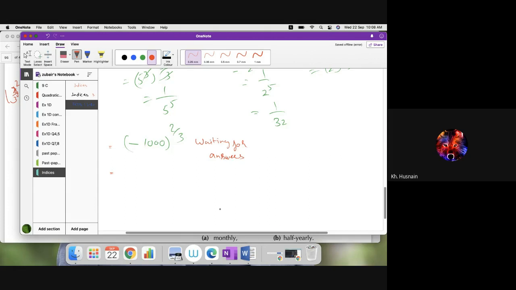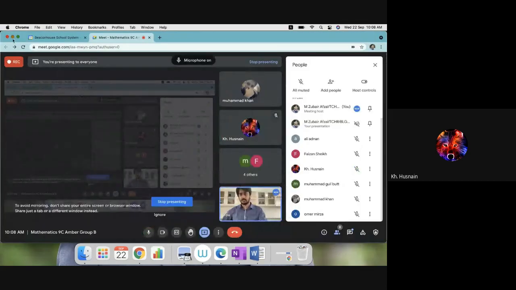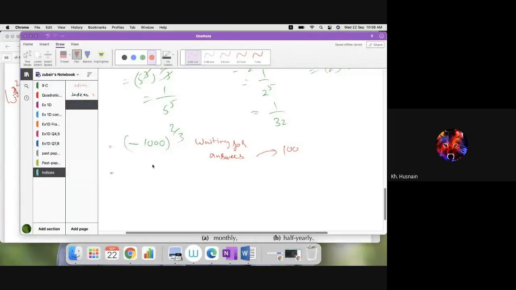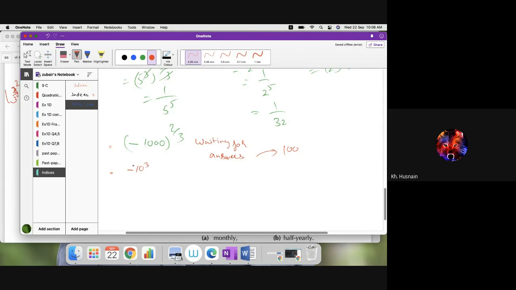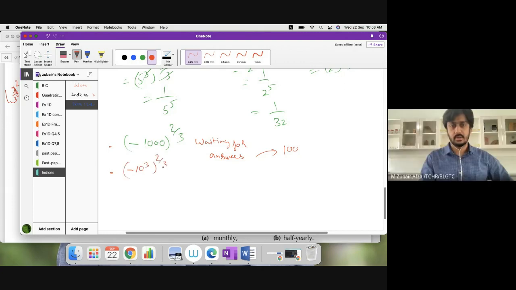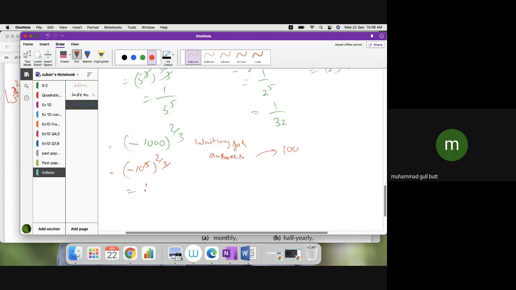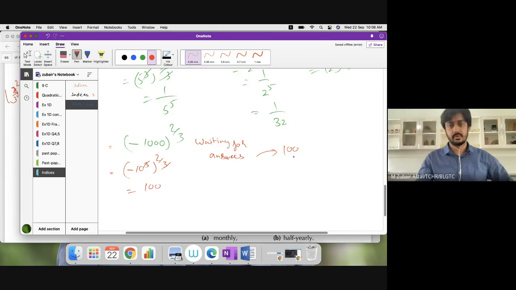Sir, 1000 is the cube of 10, so with the minus sign, minus 10 cubed, raised to power 2 by 3. The 3 cancels out, and we get minus 10 squared. Finally, positive 100. Yes, minus 10 into minus 10 is plus 100.